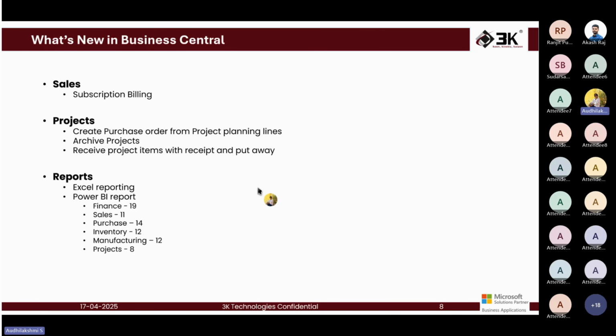The next one is with respect to projects. So we have a project module where we have the projects, project planning lines, project task lines, everything. Previously, against my project planning line we could create a sales invoice or a sales order or a sales credit memo, these things. Now we can create a purchase order from my project planning lines.